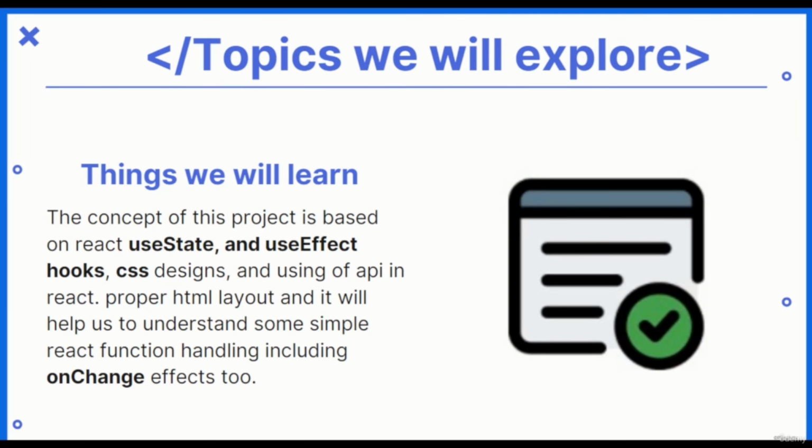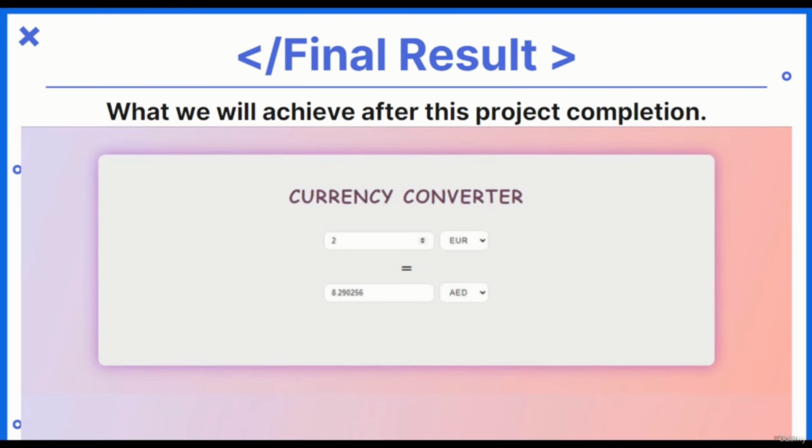The topics we will be discovering in this project are the useState and useEffect hooks, also the concept of using an API in React.js using fetch, and then calling the response data, and also we will learn how to tackle onChange effects too. So this is our final result we are going to achieve in our project, and without wasting any time, let's get started with our next lecture.